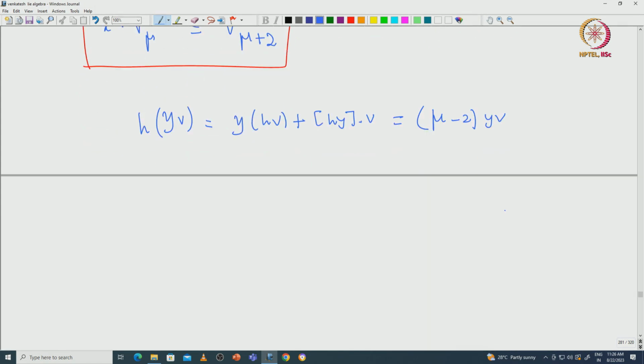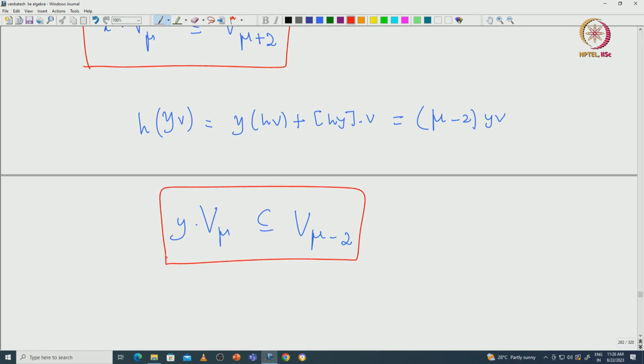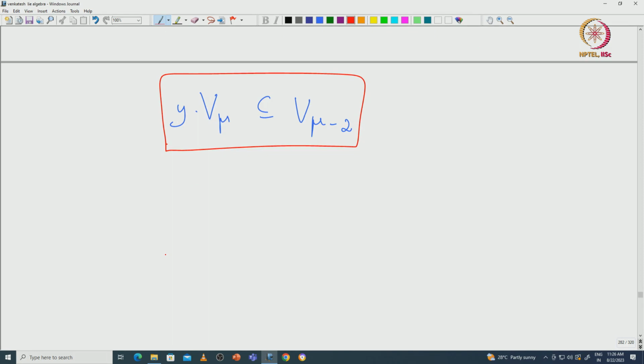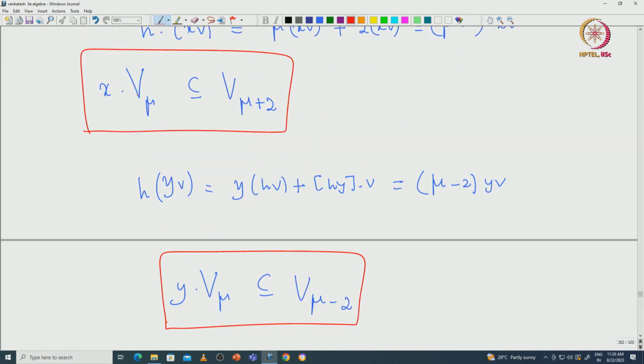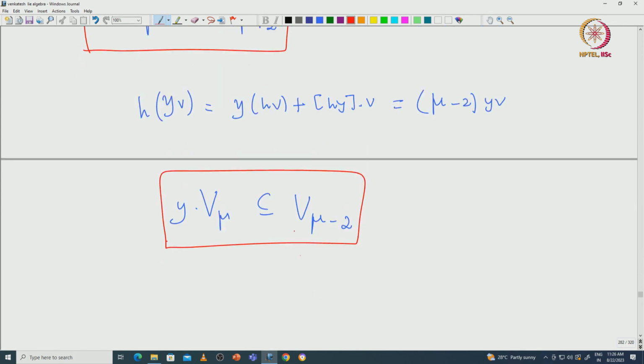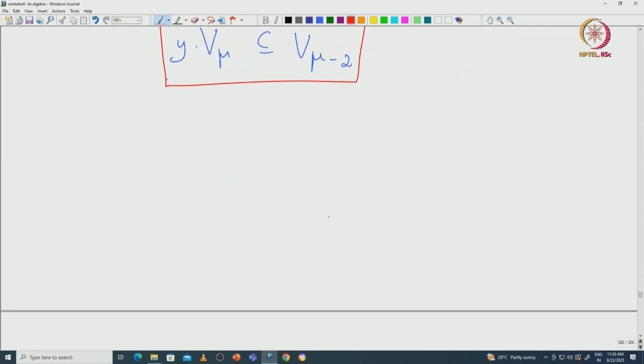So, that means y takes the eigenspace V_mu to V_{mu-2}, the eigenspace corresponding to mu minus 2. This is again another important observation. So, what we have observed is that if we take the mu-th eigenspace of h, then x maps it to the (mu plus 2) eigenspace, and similarly y maps the mu-th eigenspace to the (mu minus 2) eigenspace.